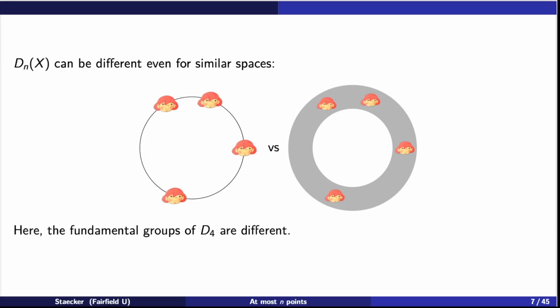Because, for example, on this one, you can have a loop of these points, all these points move and then come back to where they started. It is possible in this one to have one guy go around and come back, and the others stay still.